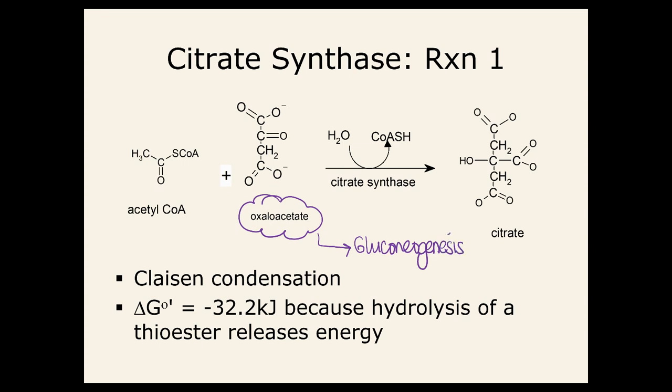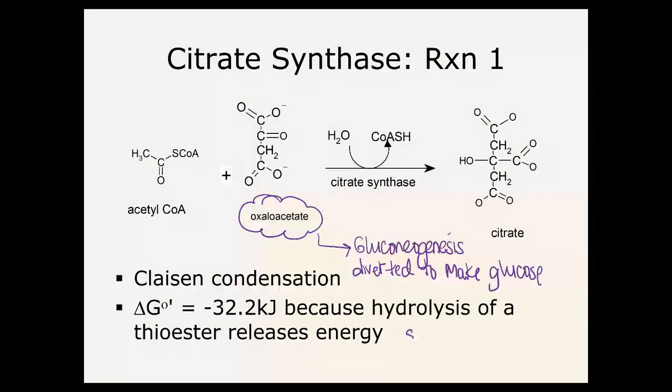And so it can be diverted to make glucose if we need it. And if it's being diverted from the citric acid cycle, what that means is you're going to slow down or shut off Krebs. But in this case, we're assuming that that's not the case. So I'll say it can be diverted to make glucose if needed.